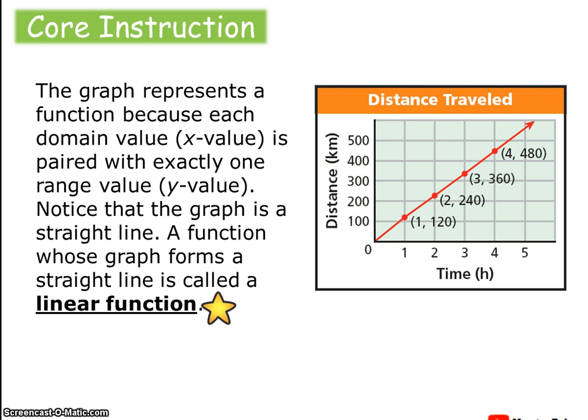Alright, so this graph represents a function because each domain value, the x values, is paired with exactly one range value, the y values. Notice that the graph is a straight line. A function whose graph forms a straight line is called a linear function. Makes sense?